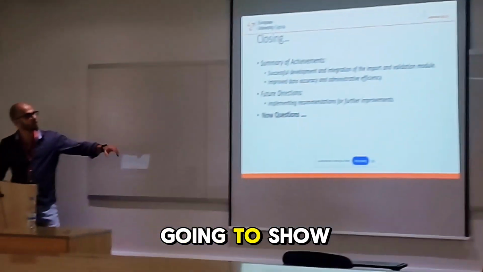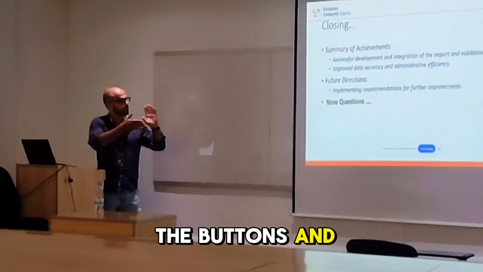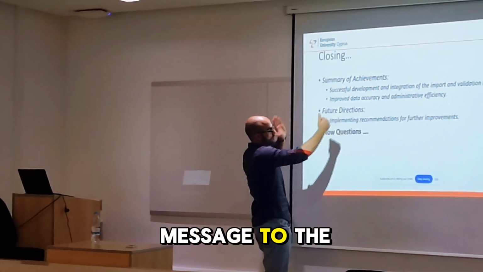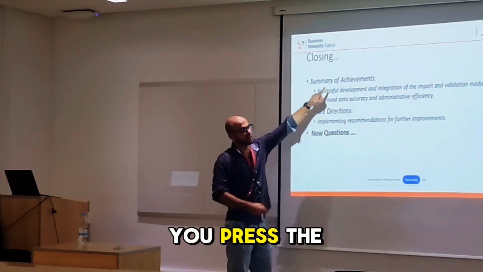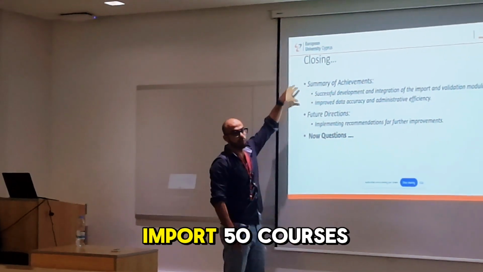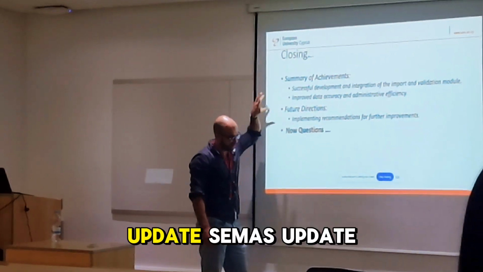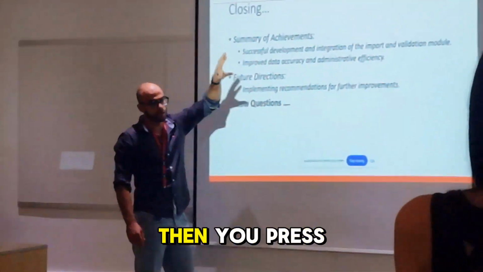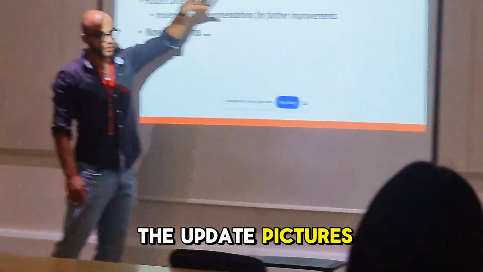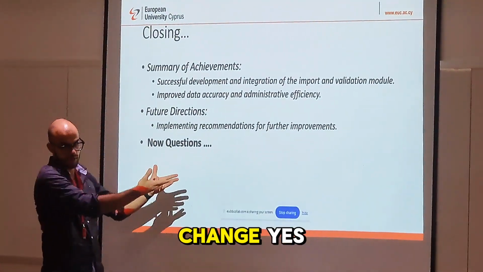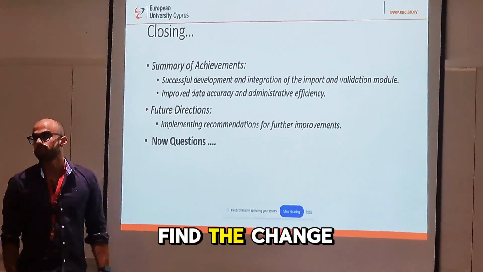And I was going to show the buttons, and every time I press a button, it gives a message to the user. If you press the import button, it says imported 30 courses. Then you press update CMS, updated 300 courses. Then you press update teachers, it gives the number of records that were changed, or affected by the change.